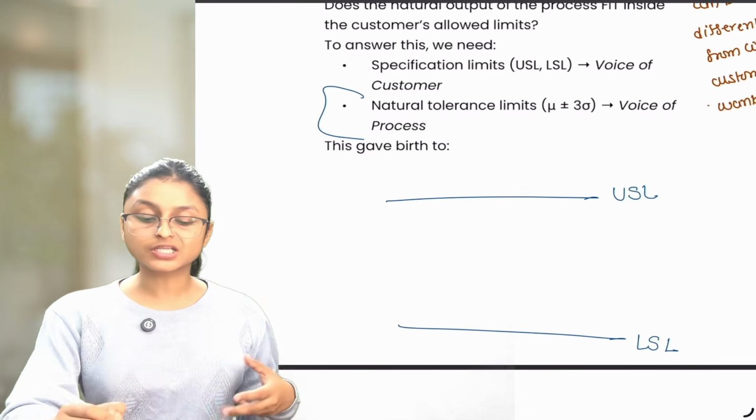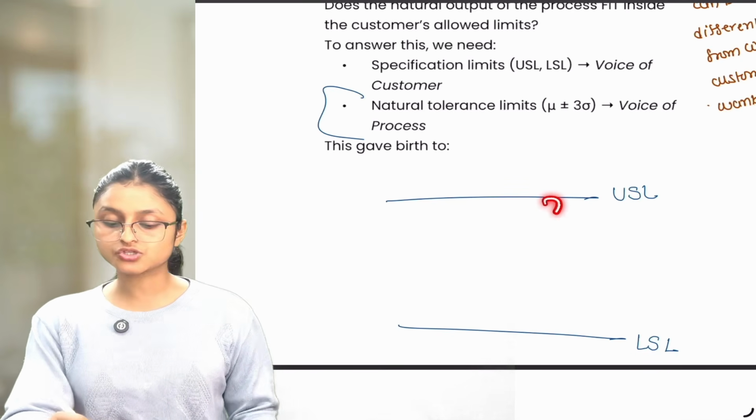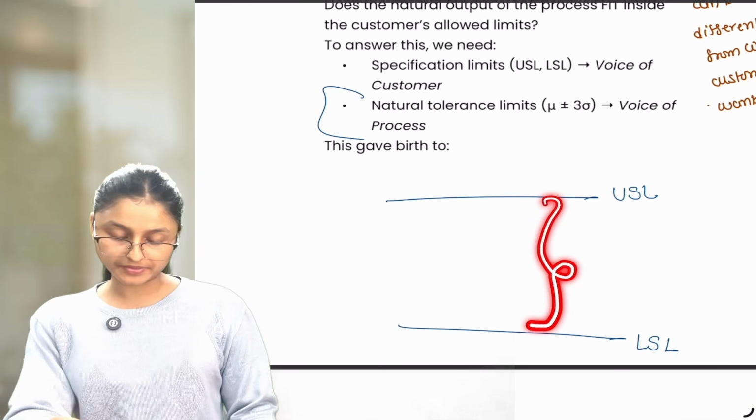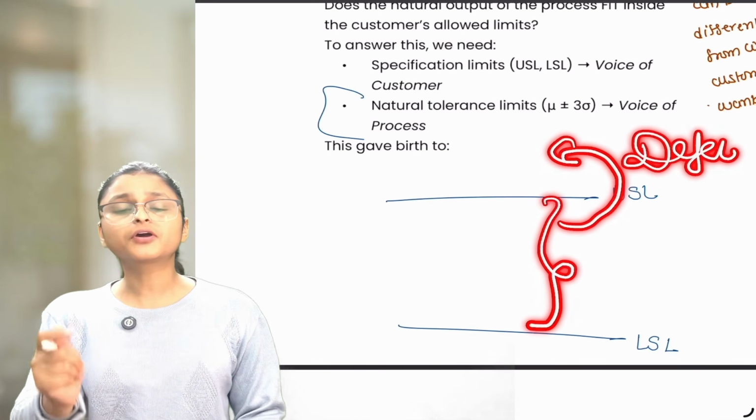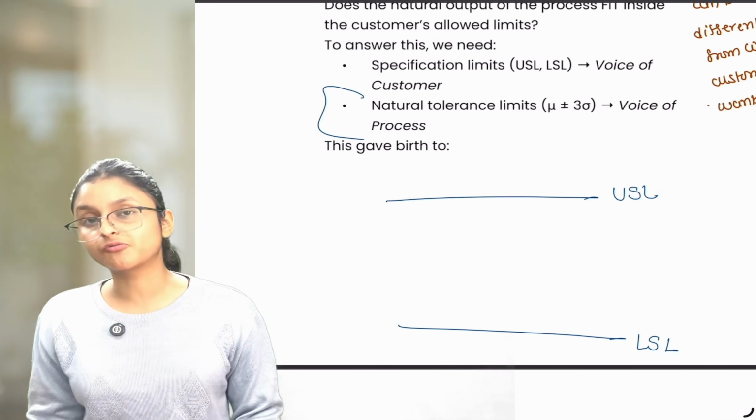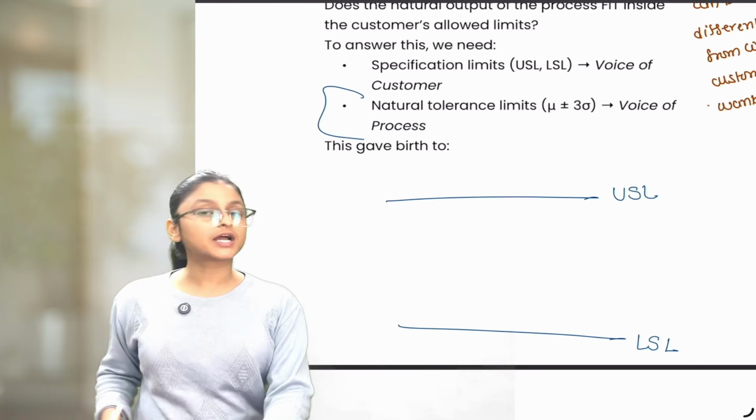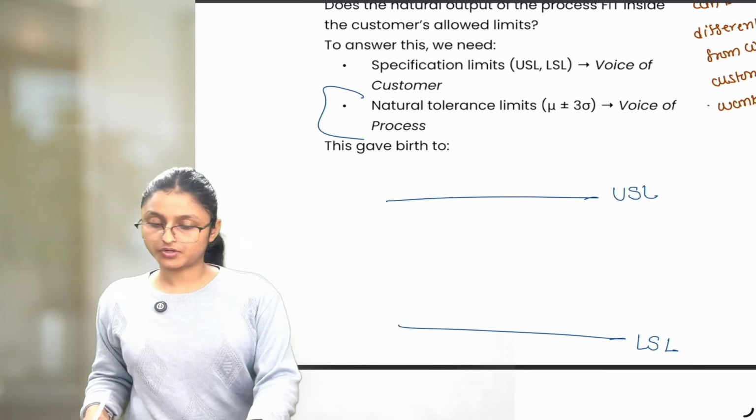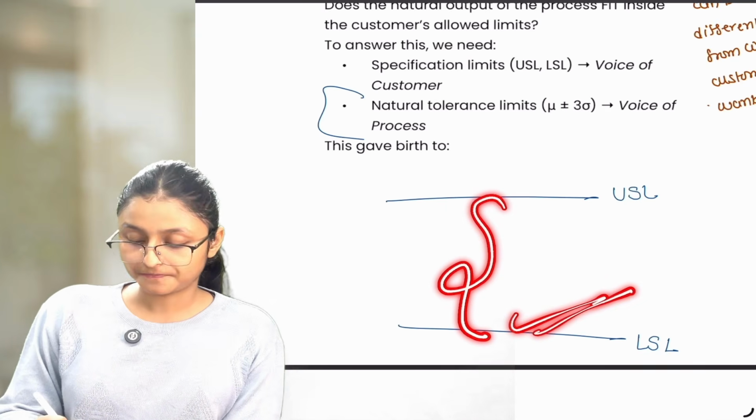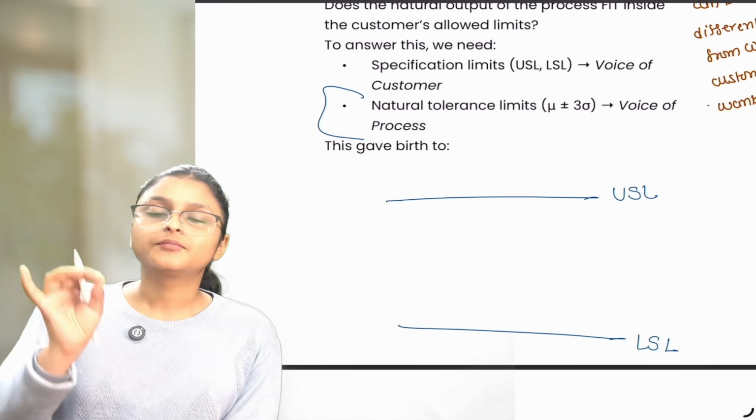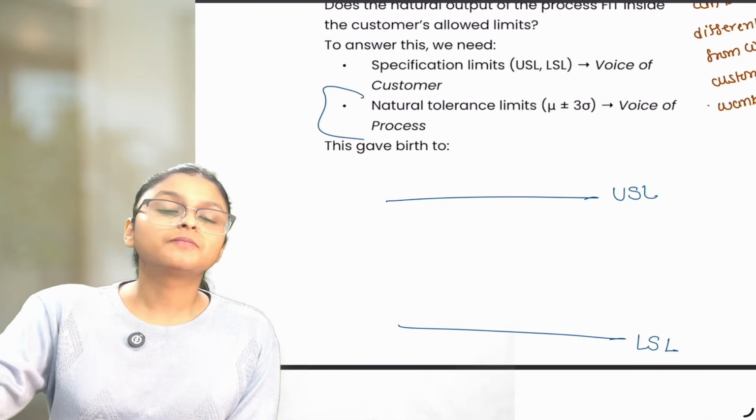We need to make sure that most of the output our organization is generating is coming inside that limit. Because if the output goes outside it, it will be treated as defective product because it is not able to satisfy the customer wants. And the product which is not able to satisfy the customer wants is defective product. And that is why we want that our product should come inside it. Then only our process is said to be capable process.